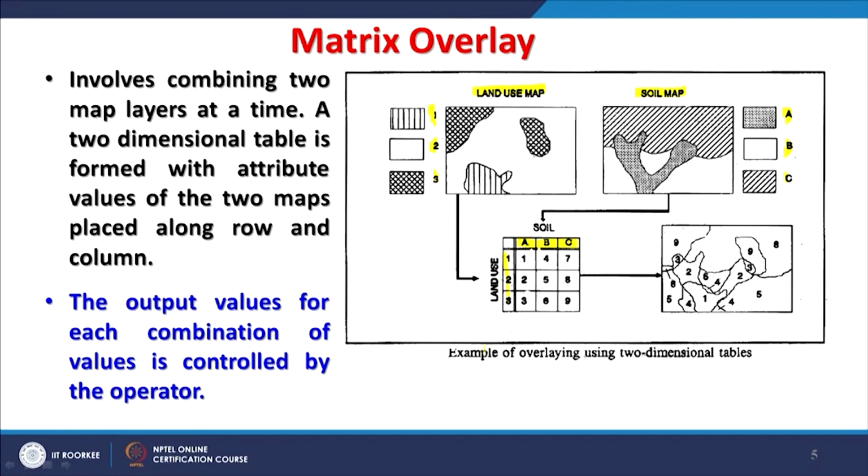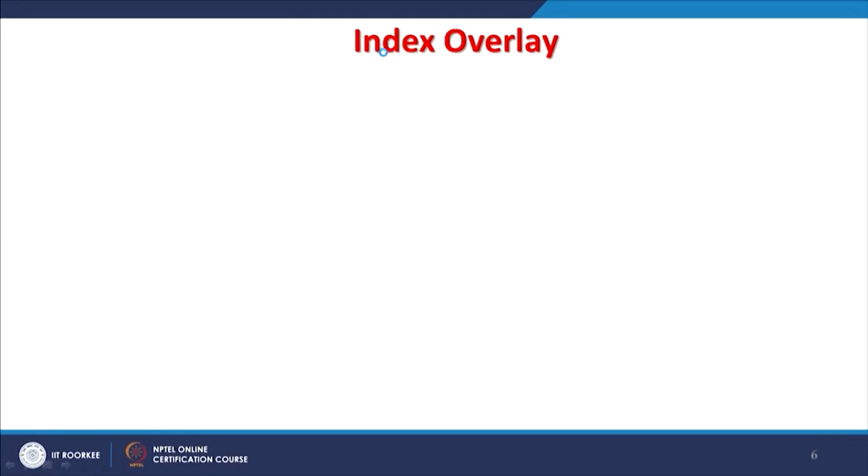We develop a two-dimensional table and at the same time a map also. As you can see, the number of polygons in the output map has definitely increased, but these are not really vector boundaries, only in this schematic it is shown as vector boundary. Otherwise, what we are discussing is the matrix or raster one. So, one has to understand accordingly.